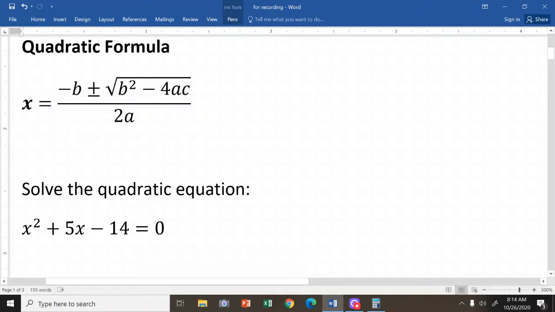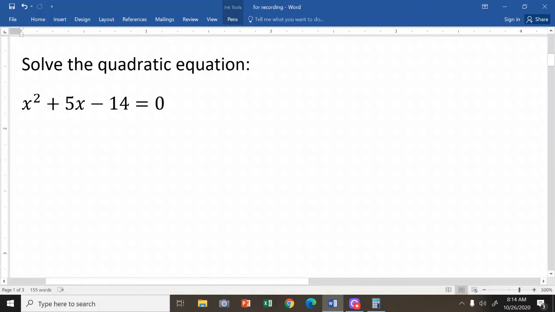Kung natatandaan nyo, meron tayong standard form ng quadratic equation na ax squared plus bx plus c equals 0. Yung a, b, at saka c, yung mga values na to yung gagamitin natin para i-substitute dito sa ating formula para ma-solve natin yung value ng unknown. In this case, ang unknown value natin is x. So, tingnan natin itong first example natin.